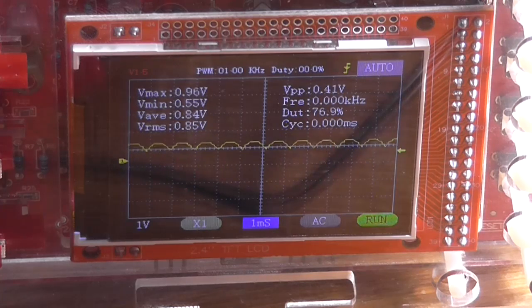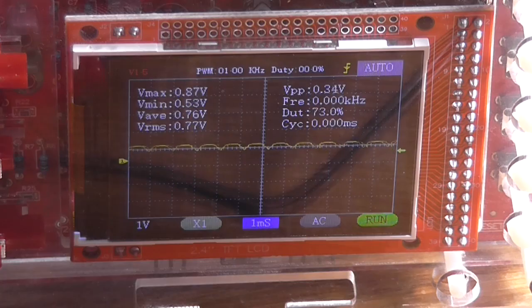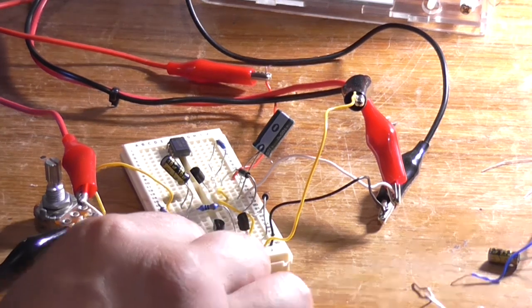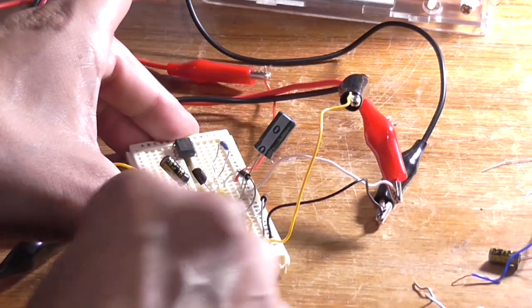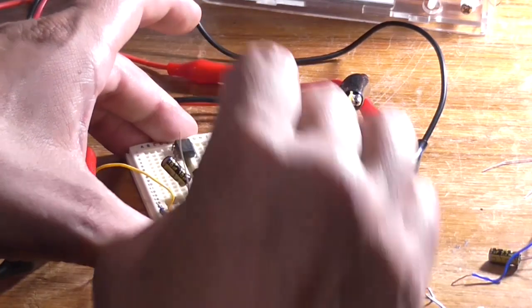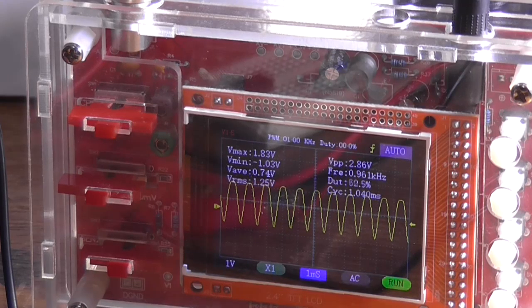It's clipping badly. I don't know why it's doing that. Okay, so let me change that 100k out for a 68k, because the original was more like 86. So I'll just carefully remove this 100k and plug in this 68 in its place. That's starting to look a little bit better.